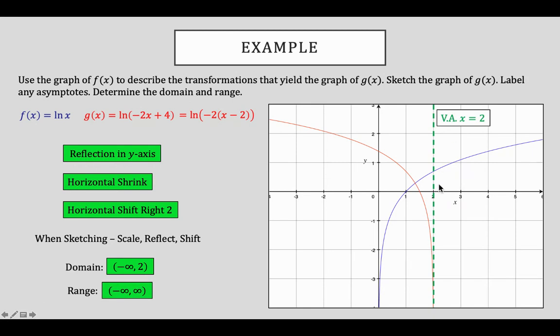All right, and so there you have sketches of logarithmic functions. One thing to make note of: the range for every single logarithmic function is always going to be all real numbers. And every logarithmic function has a vertical asymptote and a vertical asymptote only. Make sure that you label those clearly and write your asymptotes as equations of lines.